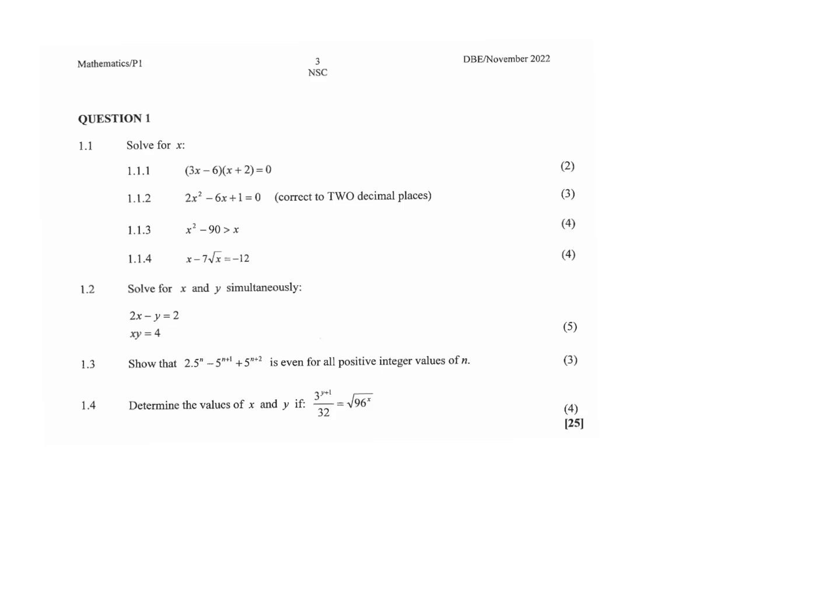Okay, so today we are looking at November 2022 Maths Paper 1. So on question 1.1.1, we are required to solve for x and we are given (3x - 6)(x + 2) = 0.